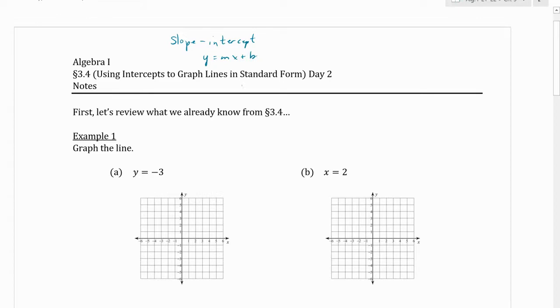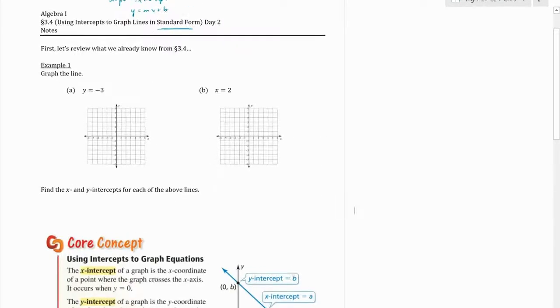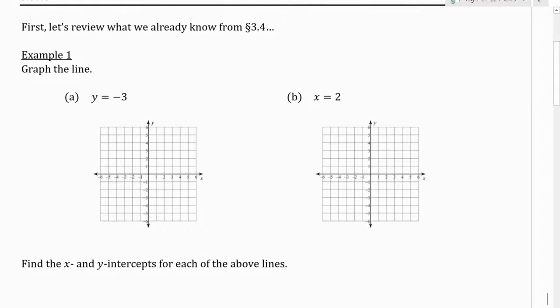But today we're going to talk about a form called standard form. We're going to work our way up to it. So first, let's review how to graph horizontal and vertical lines. Remember, y equals -3 would just be a horizontal line, running through the y-axis at -3.